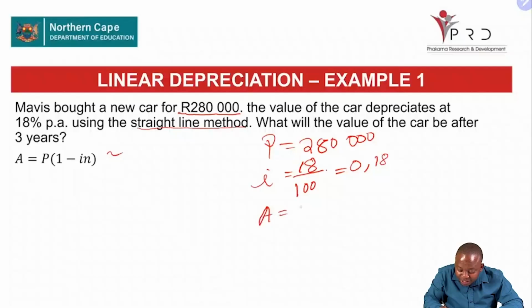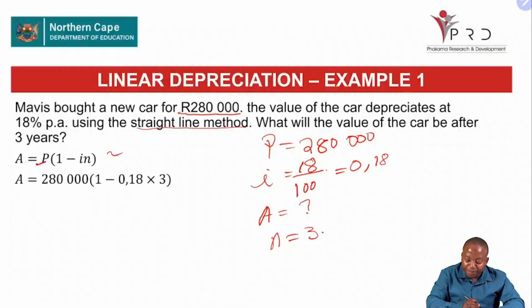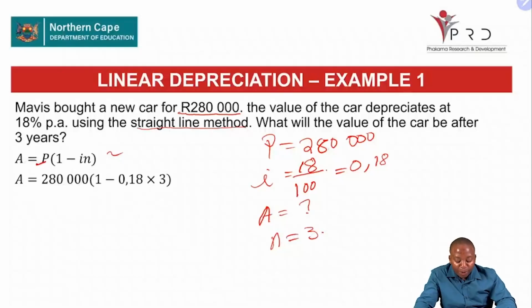So after 3 years is the future. In the future, after 3 years, our A is a certain amount, and N in this case was 3. Now, from the formula that we quoted down, we substitute: my P is 280,000 as I've collected in my data. Open bracket, 1 minus my interest rate, or my I in this case, 0.18 multiplied by 3. Then you plug everything into the formula as it is.